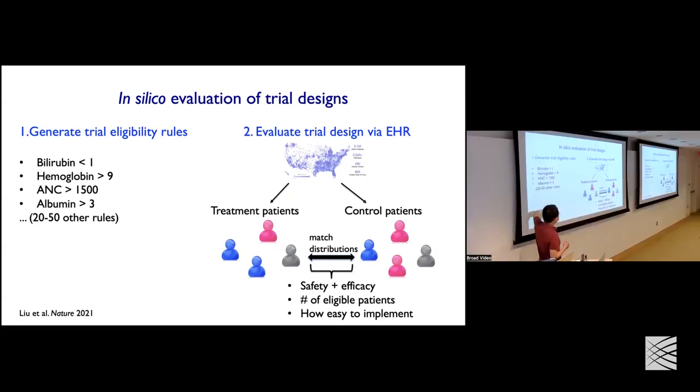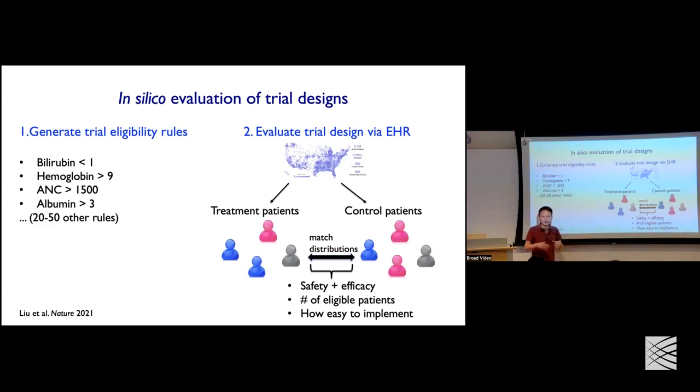The algorithm proposes a set of rules, and then it goes into the medical records of these 300 hospitals and pulls out patients that satisfy these rules. It also generates some natural control patients that maybe took different treatments. Then we can computationally match these distributions and see whether the patients that satisfy these rules, compared to the patients that didn't, have differences in their safety or efficacy. That's the signal the algorithm gets as its reward, as a way to guide this search through the rule space.